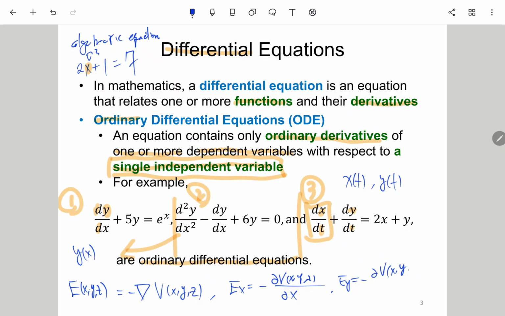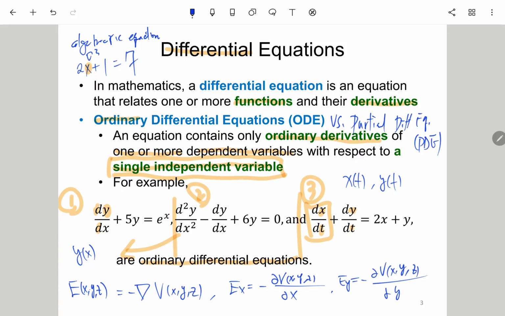Of course, you can also take the partial derivative: Ey is negative partial V(x, y, z) with respect to y. At that time you consider y to be the only variable, and x and z to be constants. Of course you can also write out Ez, but I won't repeat again. So I think you should be able to understand what an ordinary differential equation is and what a partial differential equation is. Those are called PDE.